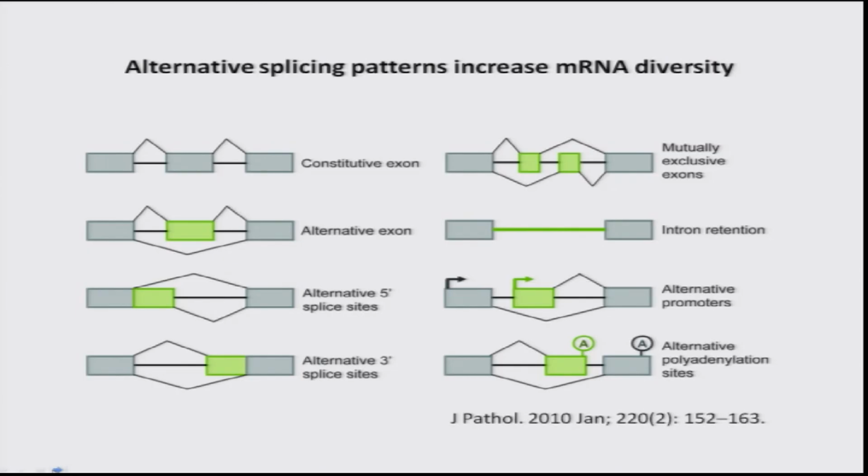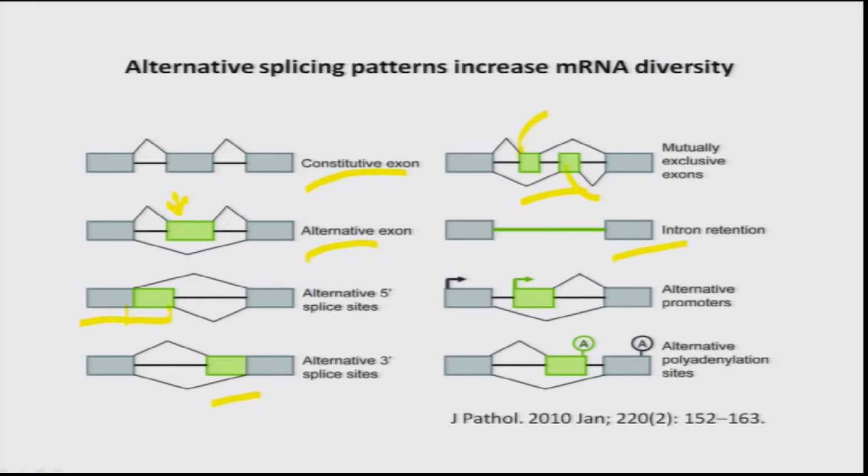For example, you call this a constitutive exon, meaning these exons are present invariably in every transcript that is being made. You call here an alternative exon because this may or may not be present in every transcript. Here you have an exon which can be full or partial depending on where the splicing took place. Likewise here, and these are called mutually exclusive, meaning if this exon is present, this would not be, and if this exon is present, this would not be.